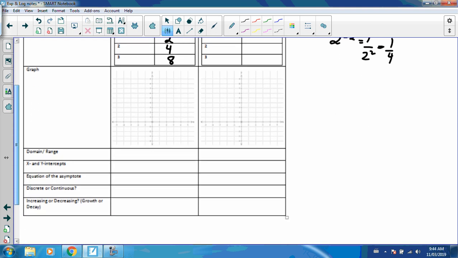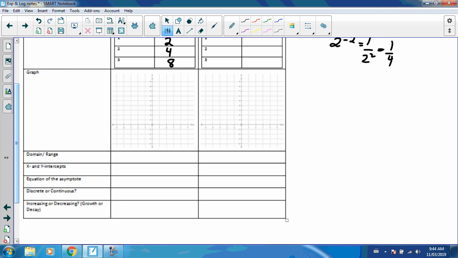We had 1/8 when x was -3, so that's way down here. 1/4, 1/2, 1, 2, 4, and then x of 3 was 8. This isn't the best graph, it's kind of blurry, but you get the idea that we have that shape. When we talk about exponential growth, that's this here, right? You can see it's growing exponentially really fast.